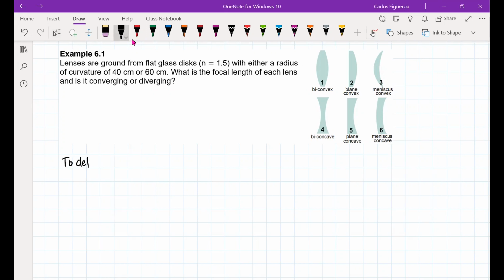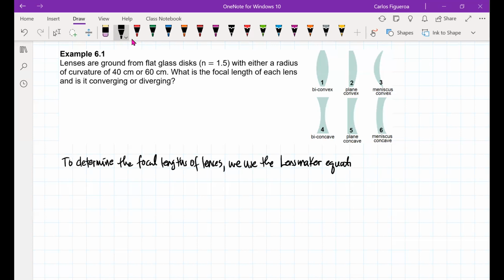To determine the focal lengths of lenses, we use the lens maker equation.